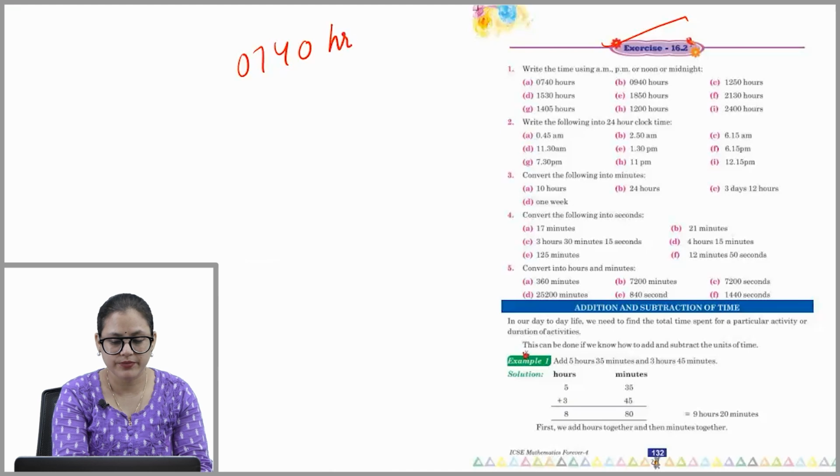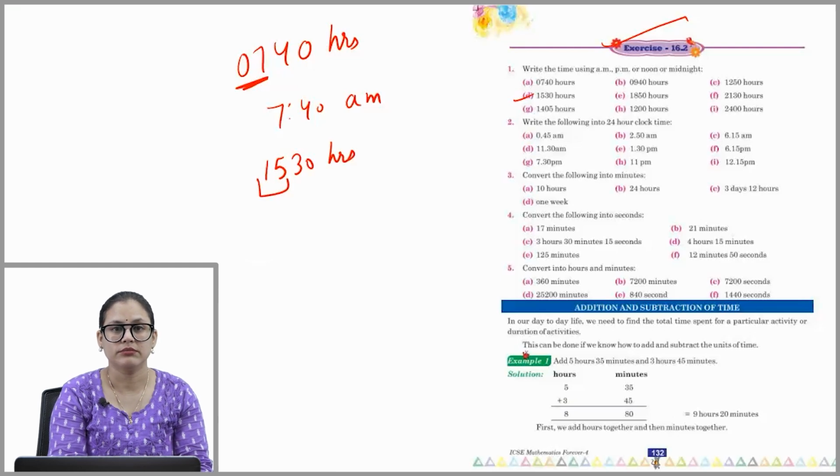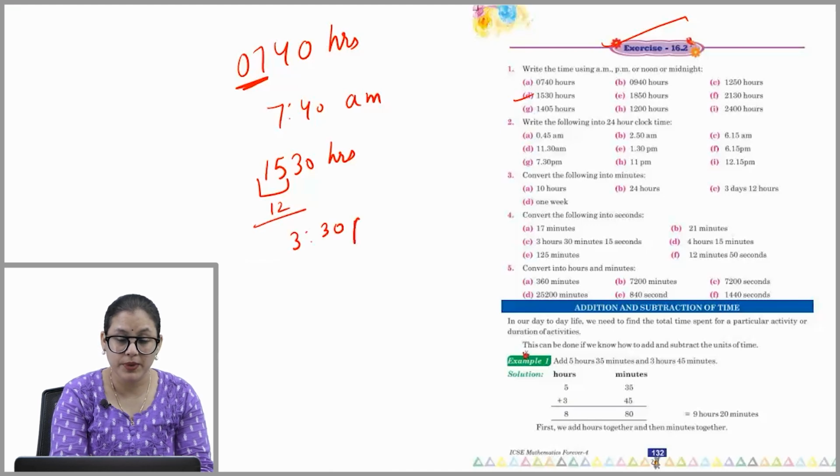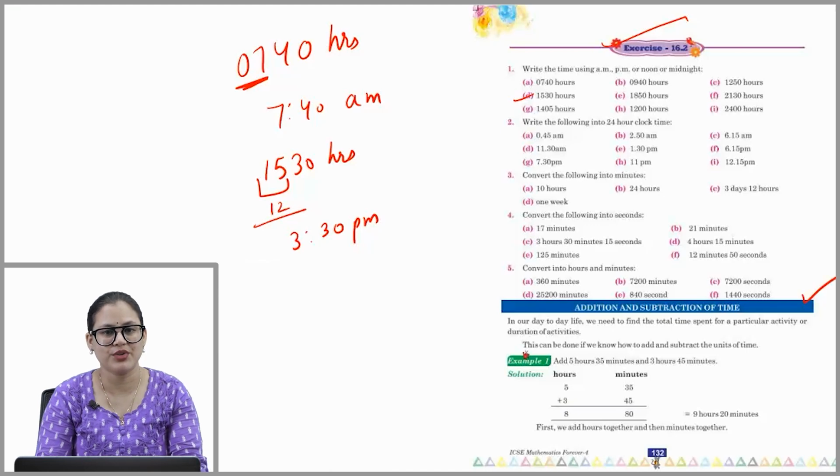0740 hours. The first two digits are less than 12, so this is 7:40 AM, right? The next is 1530 hours. The first two digits are greater than 12, so subtract 12 from it. What will you get? 3. So it is 3:30 PM. Okay.